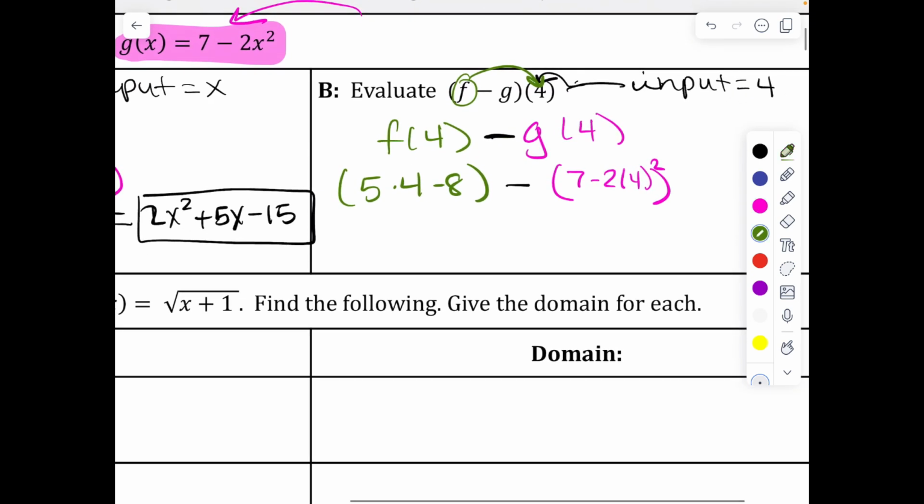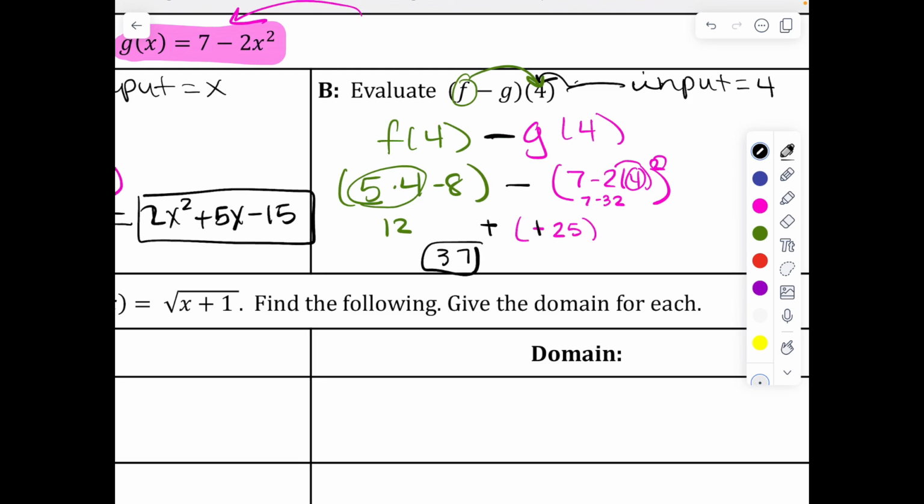So if I do this, I know 5 times 4 is 20 minus 8 is 12 minus 4 squared, because of PEMDAS, is 16. Times 2 is negative 32. 7 minus 32, we say is what? Negative 25. We know minus a negative is a positive, so we end up with 12 plus 25 is 37.